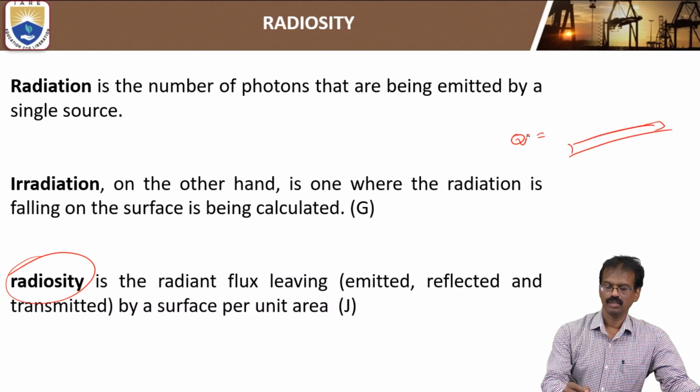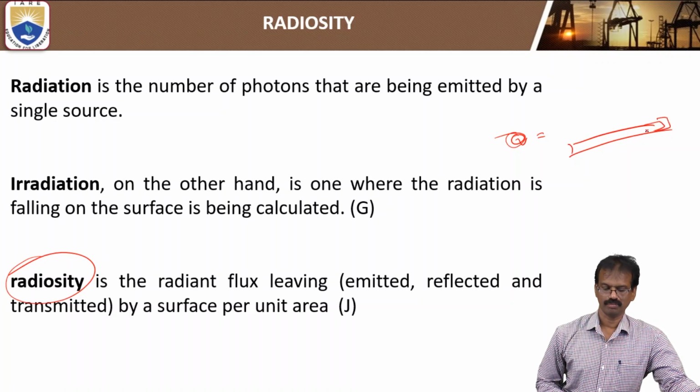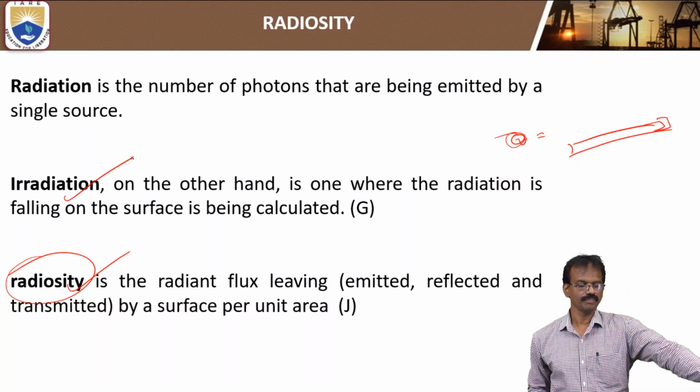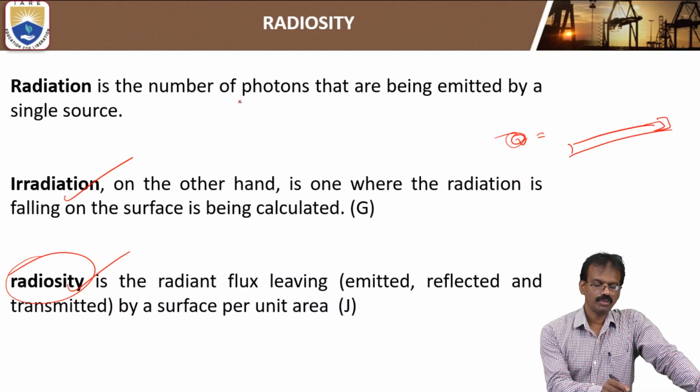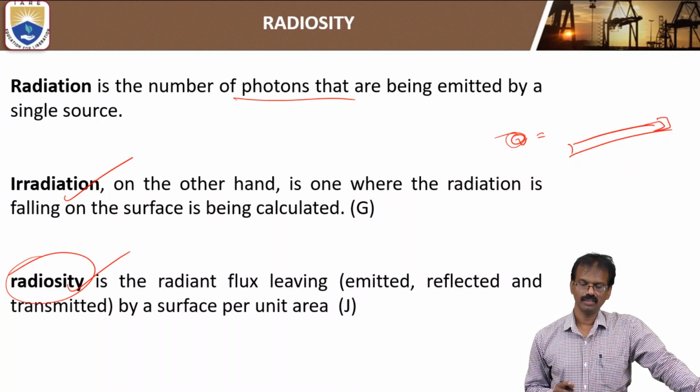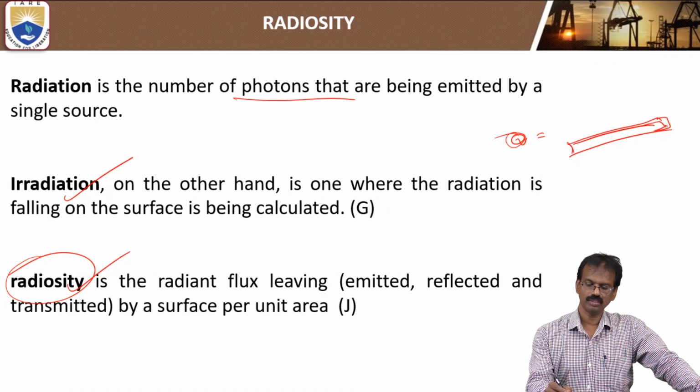What is the rate of heat transfer formula in particular surfaces by using the radiosity and irradiation G? Radiation is the number of photons being emitted by a single surface. You know that radiation is thermal energy transfer in the form of photons. We are considering only a single surface.